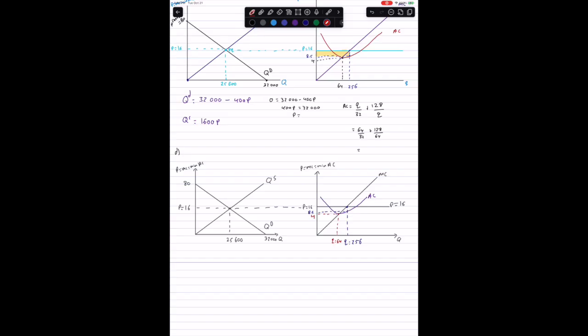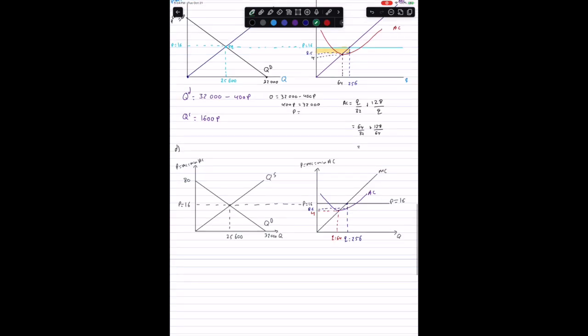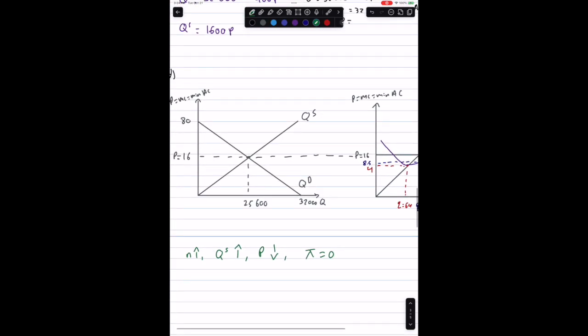Well, in the long run, more firms are going to enter the industry, so N is going to increase because there's economic profit. As N increases, quantity supplied increases, right? As quantity supplied increases, the price decreases, and the price is going to decrease to the price where average cost is minimized, and it's going to drive economic profit equal to 0, right? How can we show this on the graphs?